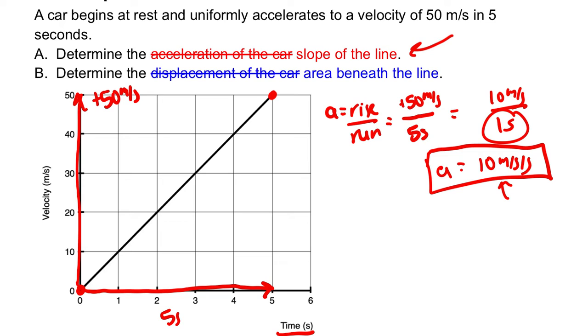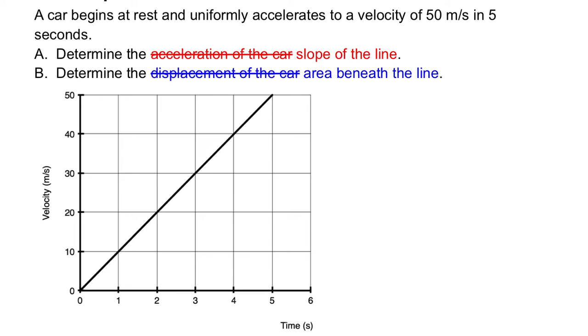So every 1 second, we should be changing velocity plus 10, right? So notice that, right? Every 1 second, we go up 10. 1 second passes, we go up 10. 1 second passes, we go up 10. So that all makes sense.